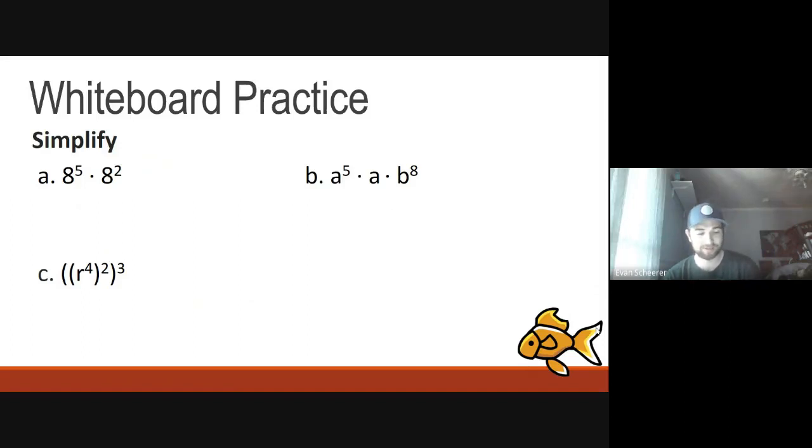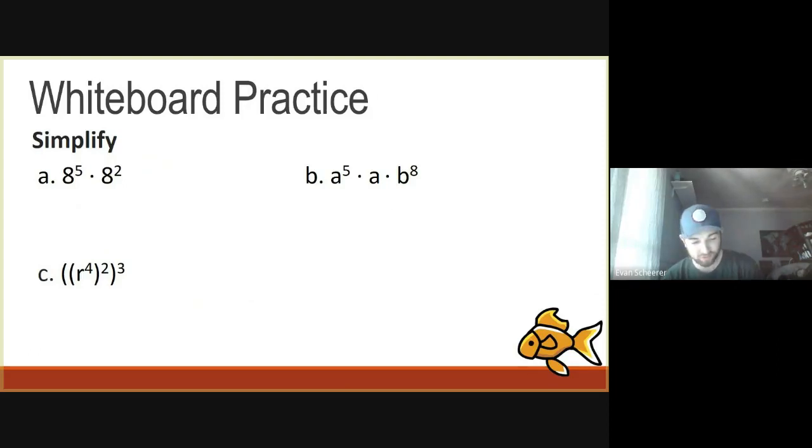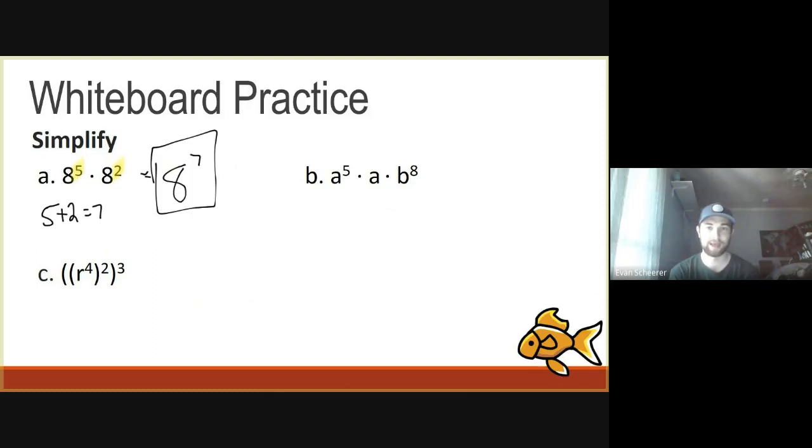It says whiteboard practice. It's just regular practice unless you want to get a whiteboard out, but I don't. So this is just regular practice. So 8 to the 5th times 8 squared. So now that we know the official rule, what can we do with our 5 and our 2? Well, 5 plus 2 is 7, so our answer is 8 to the 7th. How easy, right?